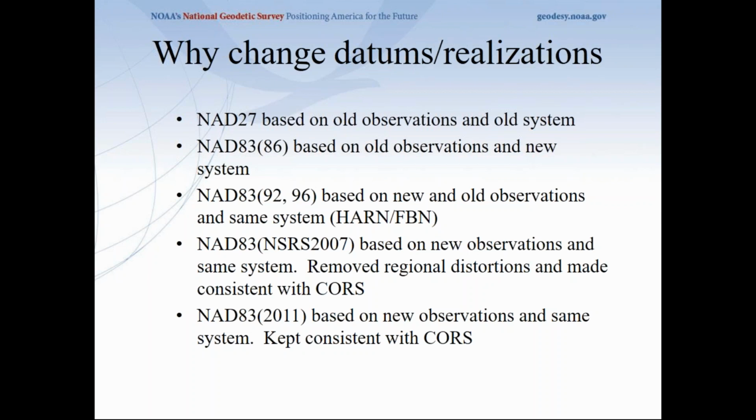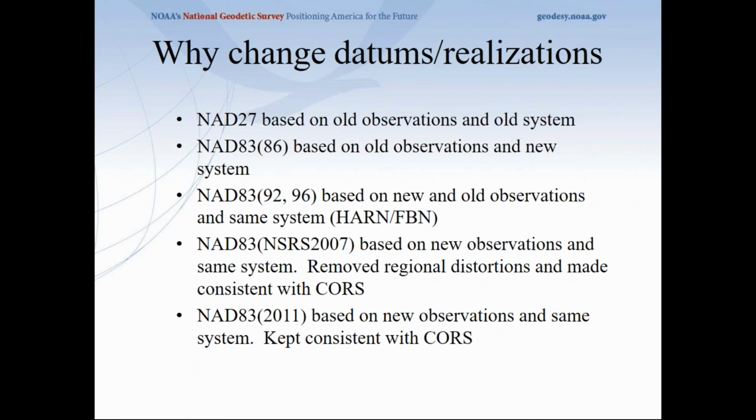So if we go back to earlier, NAD27, again, was based on very old observations, an older system, an older idea of what the Earth looked like. Along came NAD83-86, again based primarily on the same observations, but a new system. For the first time, we really were using the Earth's center of mass as the origin of our coordinate system, as opposed to some point in the middle of a farmer's field in Kansas. Again, in the 90s, predominantly, we had GPS, so we started to do these HARN networks.